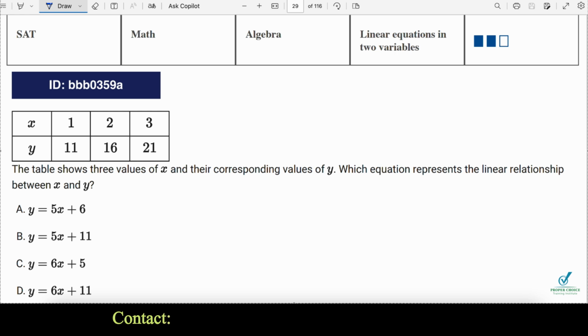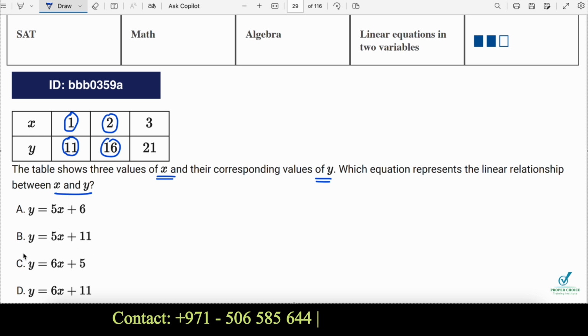Now let's continue here. It says the table shows three values of x and their corresponding values of y. Which equation represents the linear relationship between x and y? It's a simple and straightforward one. They are trying to tell us to choose the right equation which gives me a value of y as 11 when x is 1. When you put x as 2, you should get a value of y as 16, and so on. So which equation is that? They are asking you to check.